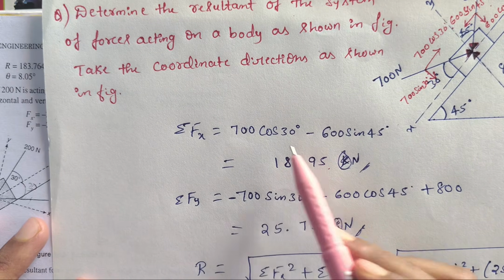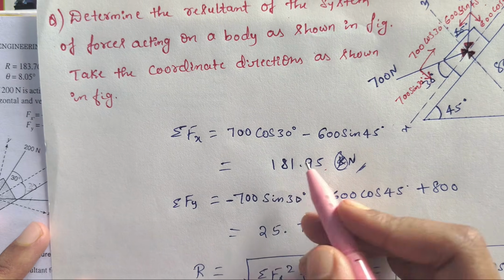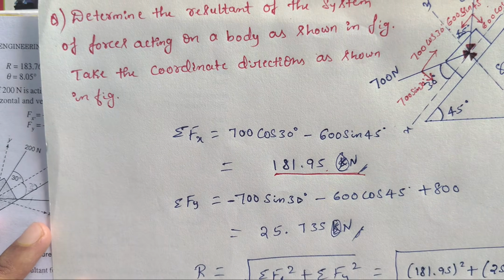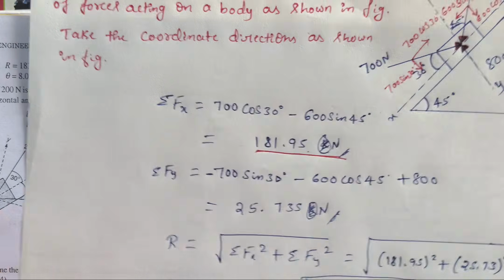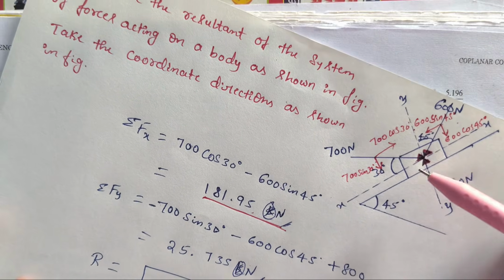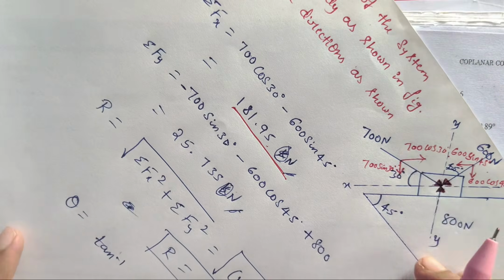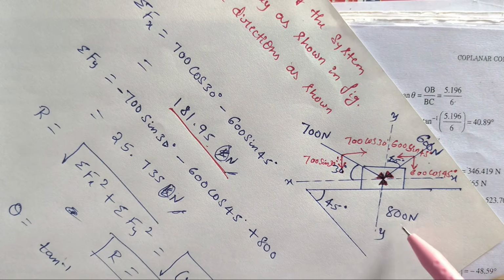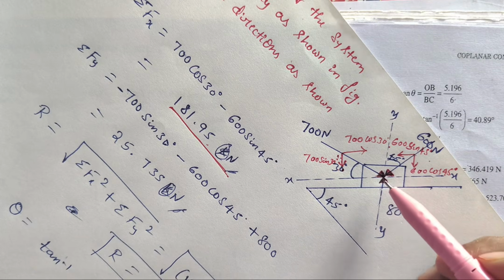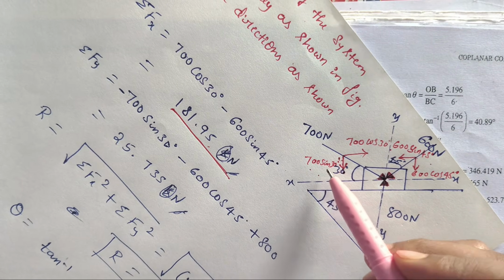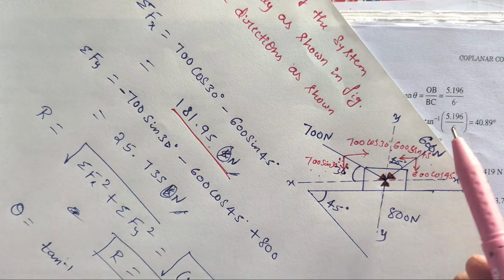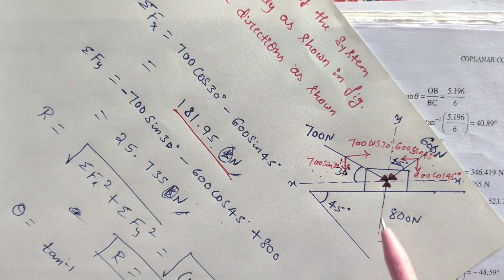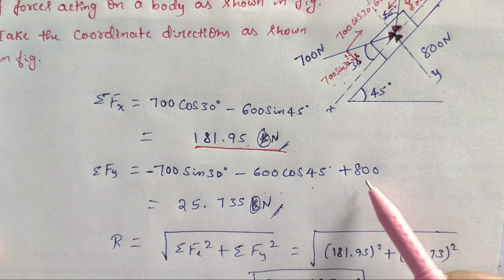And by solving these two, we will get the answer as 181.95 Newton. Similarly for the y-axis component or the vertical components, this one is moving towards down, correct? So it will be minus, and this force will be minus, and this is moving towards up, that is plus. So minus 700 sin 30, correct? Minus 600 cos 45, plus 800 moving towards up, so plus 800.